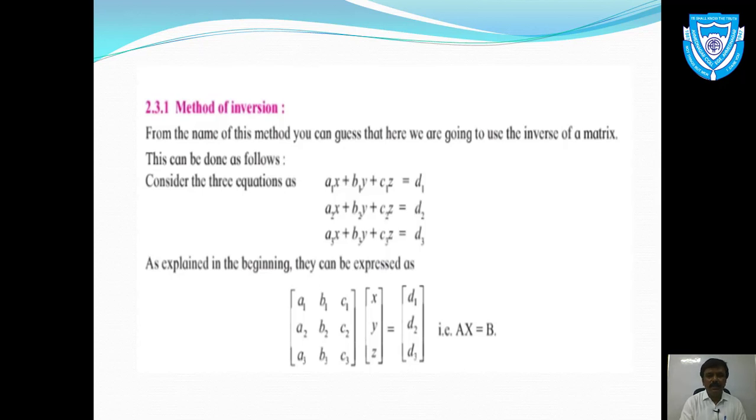Now you can see there are three different equations on screen. The very first is a1x plus b1y plus c1z is equal to d1. Second equation is a2x plus b2y plus c2z is equal to d2. And the third equation is a3x plus b3y plus c3z is equal to d3. You can observe that here on screen there are three linear equations with three variables x, y and z. Now at first, in the beginning, we'll convert these three equations into matrix form.